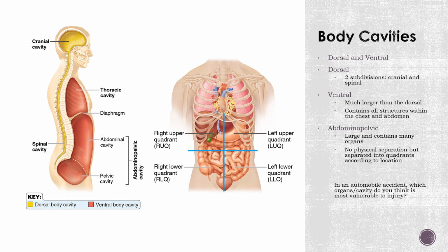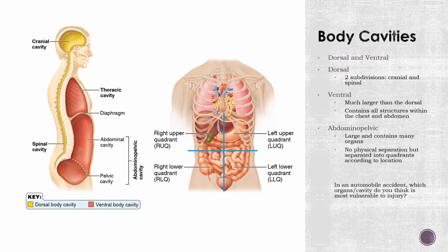And then the ventral is much larger than the dorsal and contains all structures within the chest and abdomen. Separating the upper thoracic cavity from the abdominopelvic cavity is the diaphragm. If you look from the front perspective here, the photo on the right, anterior perspective, you can see that the abdominopelvic cavity contains large and plentiful organs. There is no physical separation happening here, as there is between the upper thoracic and the abdominopelvic. However, it is separated just according to location. So you have the right upper quadrant, right lower quadrant, left upper quadrant, left lower quadrant.